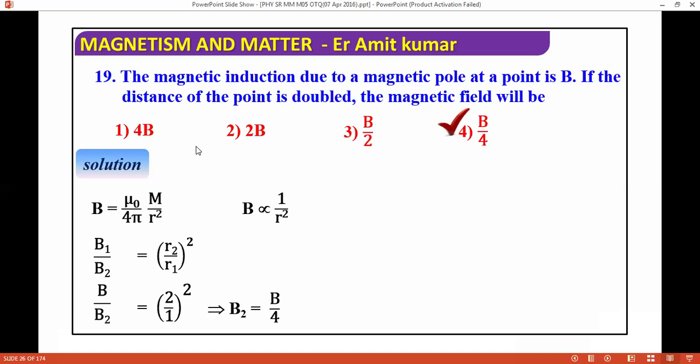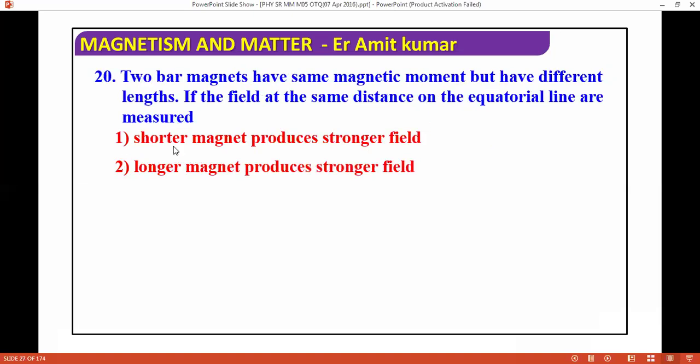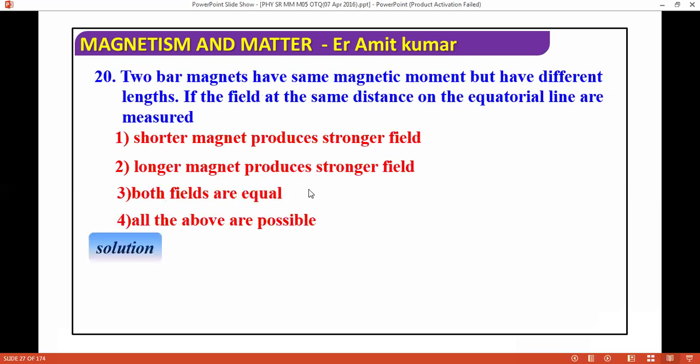Next question, we are moving ahead. Two bar magnets have the same magnetic moment but different lengths. If the fields at the same distance on the equatorial lines are measured, the shorter magnet produces a stronger field, or the longer magnet produces a stronger field. We have options: both fields are equal.